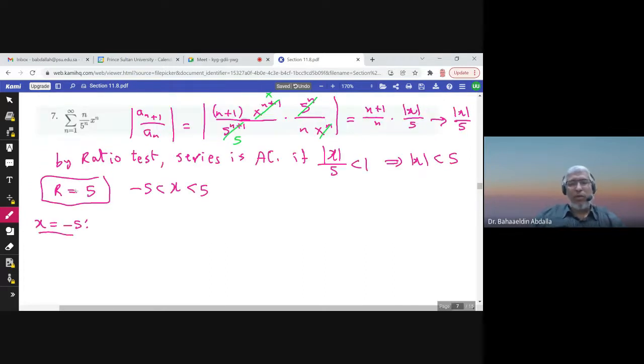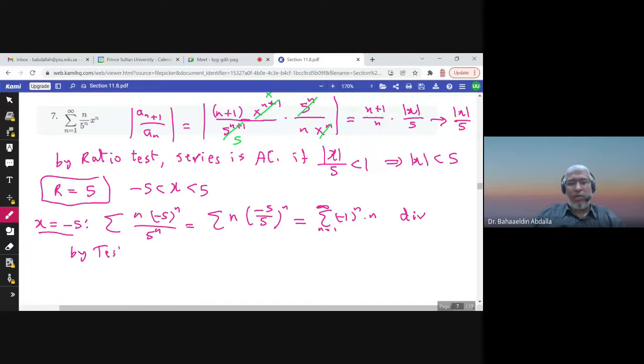individually. So I will have summation n times -5 to the power n over 5 to the power n, and the same power, so I can write it as -5 over 5 to the power n, and this will give you -1 to the power n times n. And we have seen that this is divergent by the test for divergence, since the limit of -1 to the power n times n when n approaches infinity does not exist.